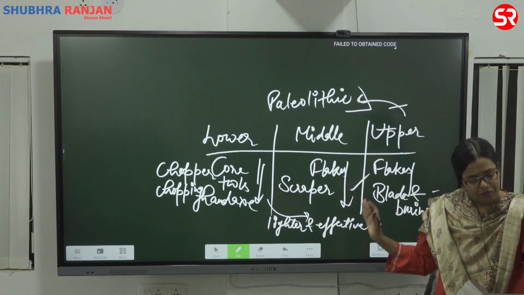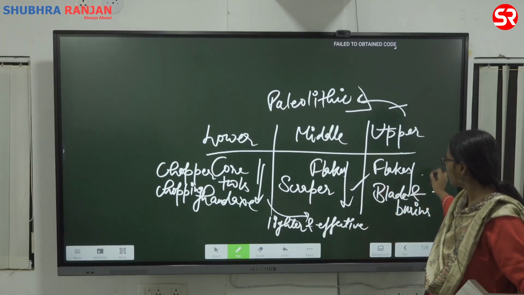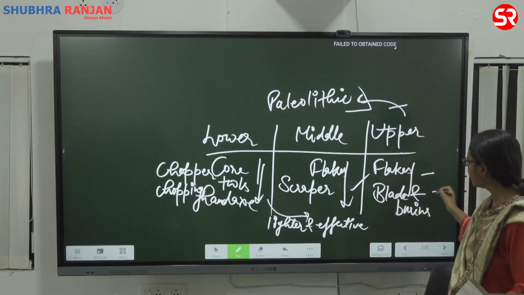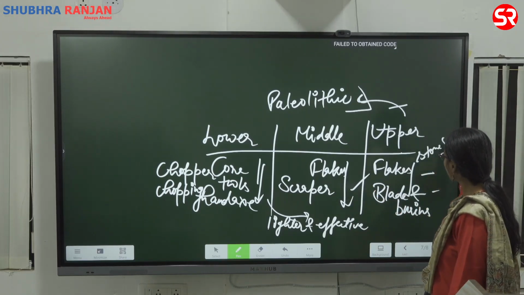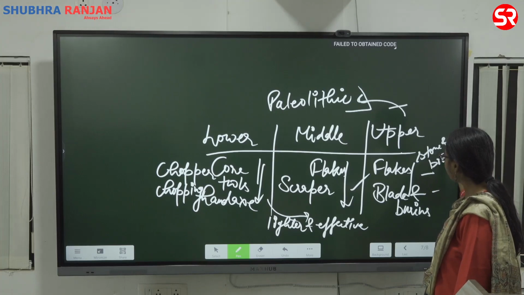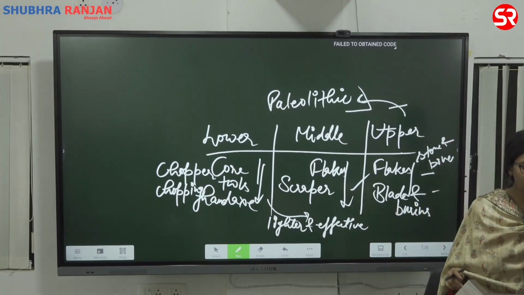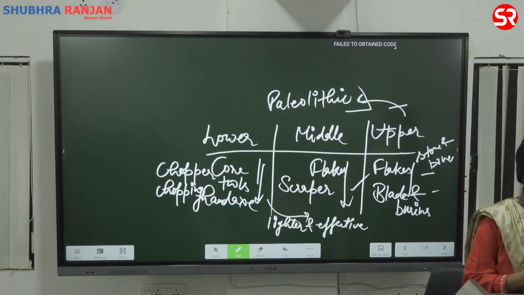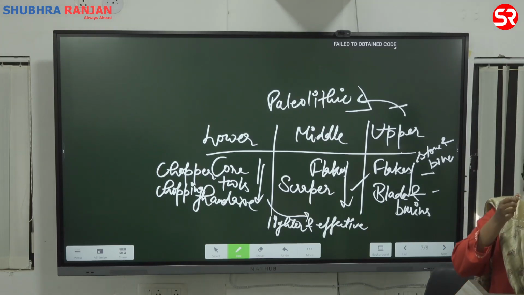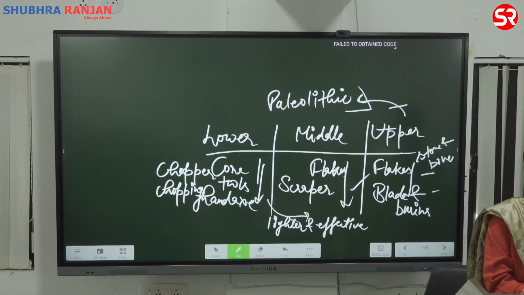Okay, now when we come here in upper Paleolithic age, humans also started using stone and bone. Okay, they also started using bone tools. How these tools are being used?